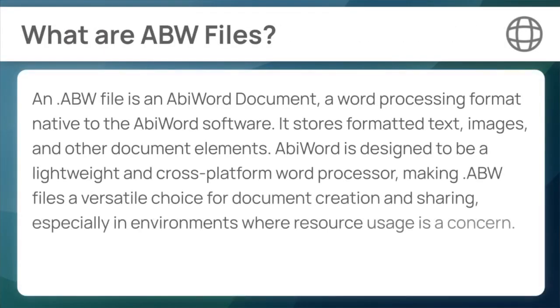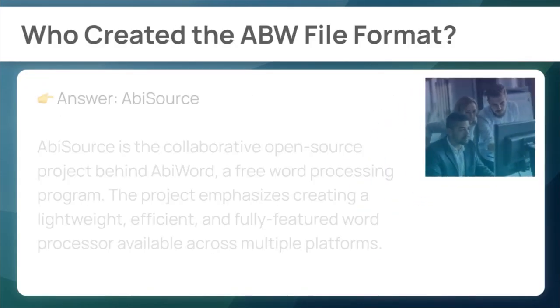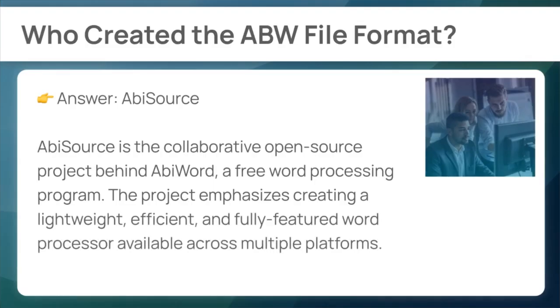An ABW file is an AbiWord document, a word processing format native to the AbiWord software. It stores formatted text, images, and other document elements. AbiWord is designed to be a lightweight and cross-platform word processor, making ABW files a versatile choice for document creation and sharing, especially in environments where resource usage is a concern.